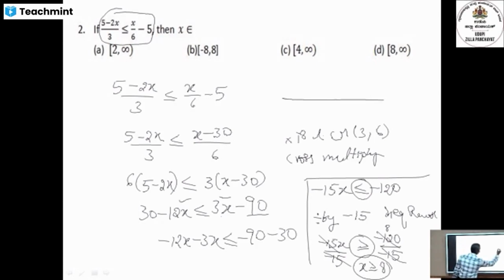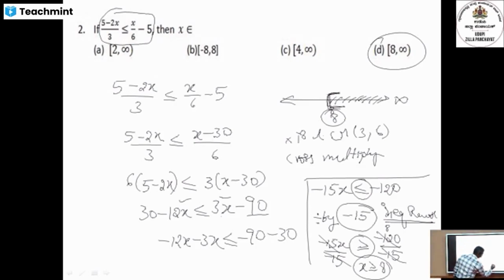So 8 is somewhere here, to the right of it, and 8 is included. I will use the square bracket, 8 is included. 8 is included up to where? Up to infinity. So option D is the correct answer. See, don't forget to reverse the inequality whenever you divide or multiply by a negative value. Okay.